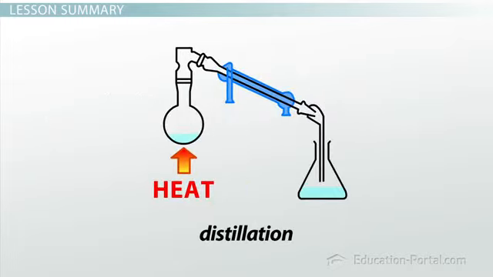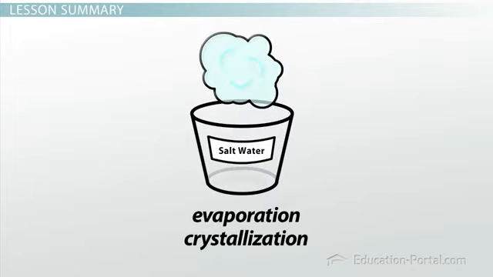Distillation is a way to separate mixtures based upon differences in boiling point, usually to separate two different liquids that formed a solution. Evaporation and crystallization are separations based on the ability of one substance to evaporate easily, usually water, and another substance that does not readily evaporate, usually a salt.